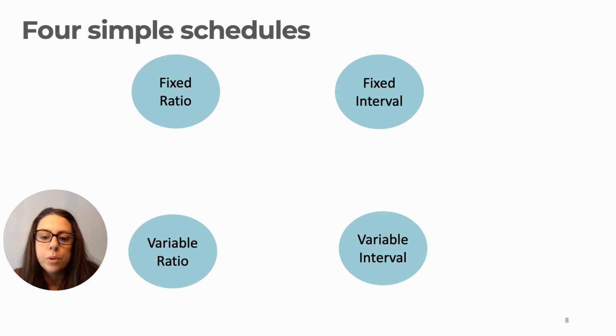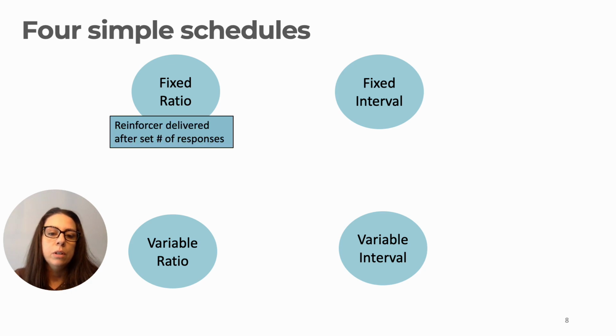And here they are, the 4 simple schedules. So the fixed ratio, again, this is where you're going to deliver the reinforcer after a set number of responses. So for example, after every 5 toys my son picks up, I deliver a praise statement or say good job or thanks for helping or whatever.